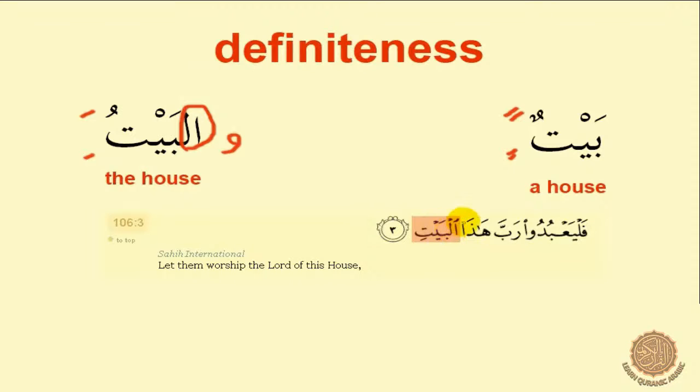Now, here we have the word هذا. So هذا and al-bayt. So how do we pronounce it? It's هذا البيت. You don't pronounce this hamzat al-wasl here. So you go from this alif to this lam. هذا البيت. If it started the sentence, it would be al-bayt.